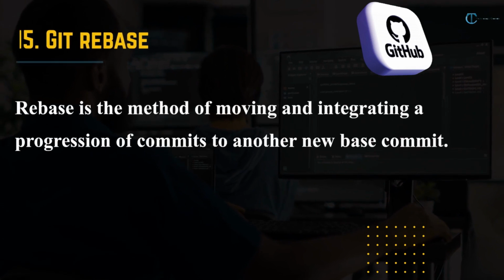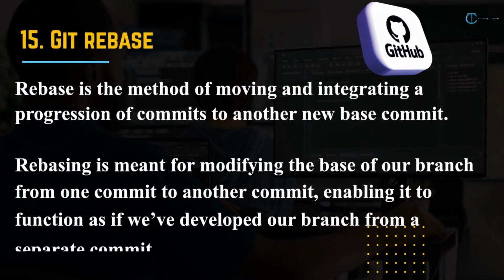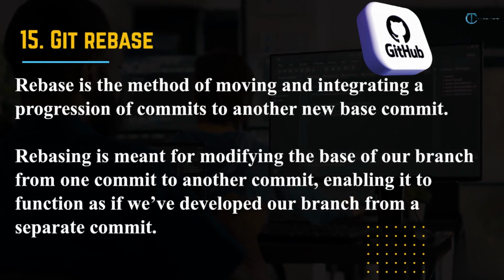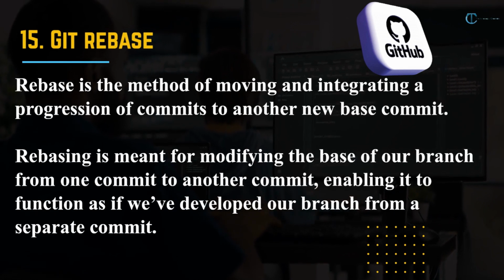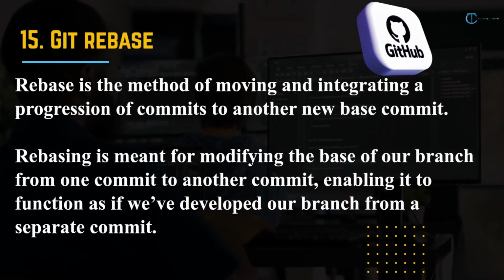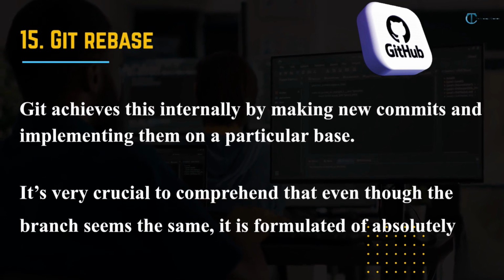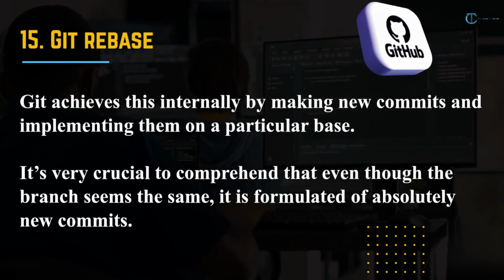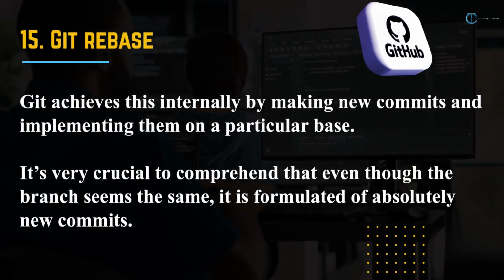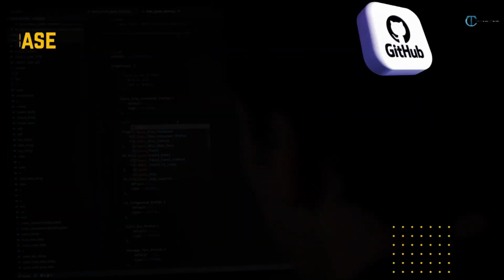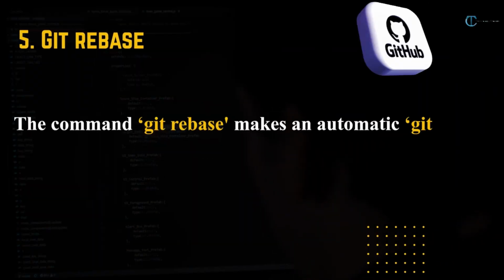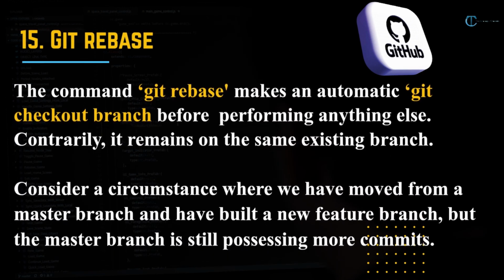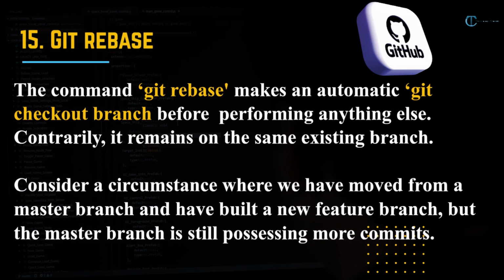15. Git rebase. Rebase is the method of moving and integrating a progression of commits to a new base commit. Rebasing is meant for modifying the base of our branch from one commit to another commit, enabling it to function as if we've developed our branch from a separate commit. Git achieves this internally by making new commits and implementing them on a particular base. It's very crucial to comprehend that even though the branch seems the same, it is made up of absolutely new commits. The command git rebase makes an automatic git checkout before performing anything else. Contrarily, it remains on the same existing branch.